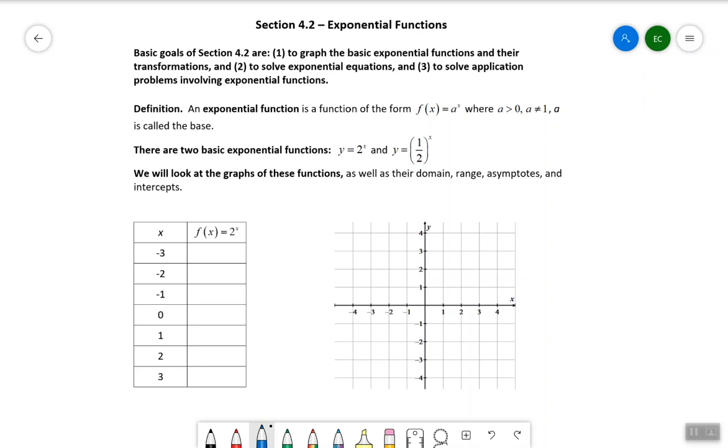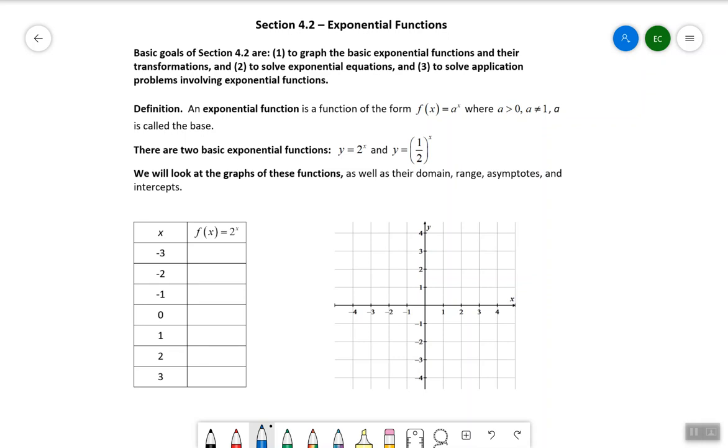Okay, let's go ahead and start section 4.2. We're going to talk about exponential functions. We have three basic goals in this section. The first goal is to graph the basic exponential functions and their transformations. The second goal is to solve equations with exponentials. And the third goal is to talk about application problems involving exponential functions.